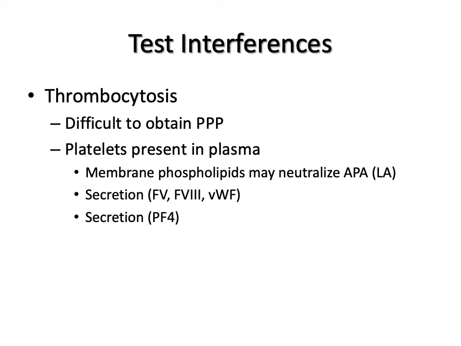Platelets secrete fibrinogen, factor V, factor VIII, and von Willebrand factor, which can desensitize prothrombin time and partial thromboplastin time assays and interfere with clot-based coagulation tests. Platelets also release platelet factor IV from alpha granules, which binds and neutralizes therapeutic heparin in vitro and falsely shortens the partial thromboplastin time.